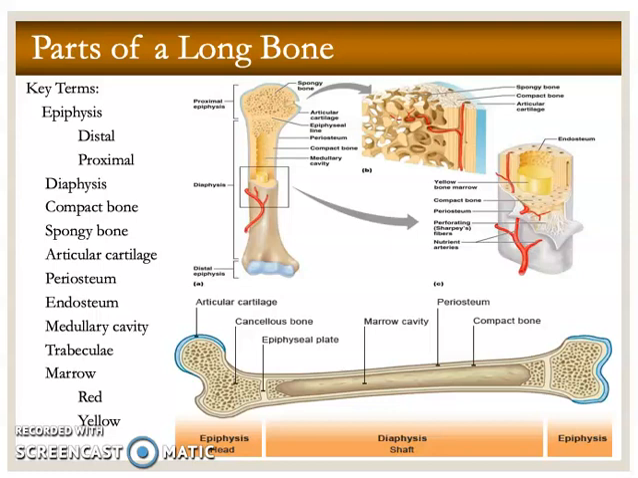Red marrow, of course, is where erythropoiesis occurs. Erythropoiesis is the production of red blood cells. You also see leukopoiesis going on here as well. So we make white blood cells and red blood cells in our marrow.